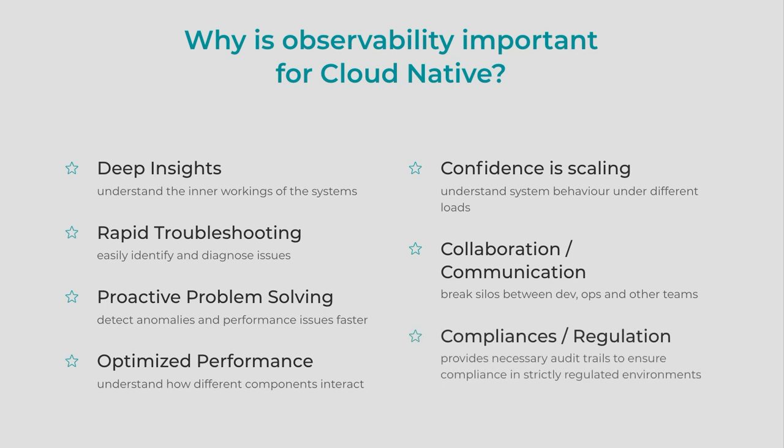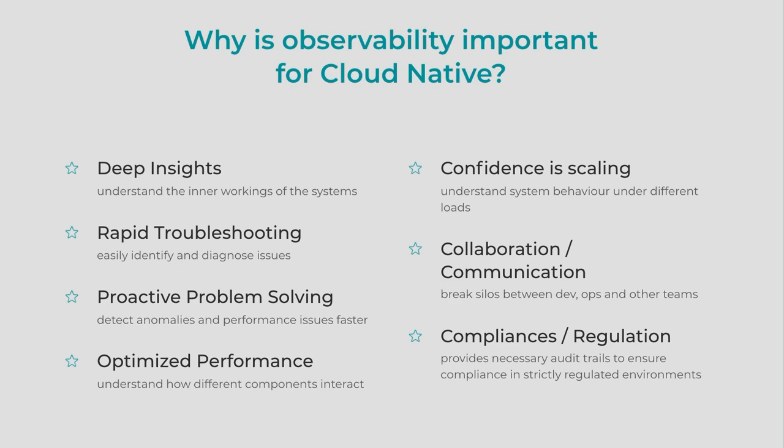And then finally, you have compliance and regulation. Strictly regulated environments often require audit trails and so many other compliance requirements. Observability helps you provide the necessary audit trails and data to ensure that compliance is met in strictly regulated environments. So this could be banks or some other high financial institutions. With observability, you already have this data and can provide it at the time it is needed.